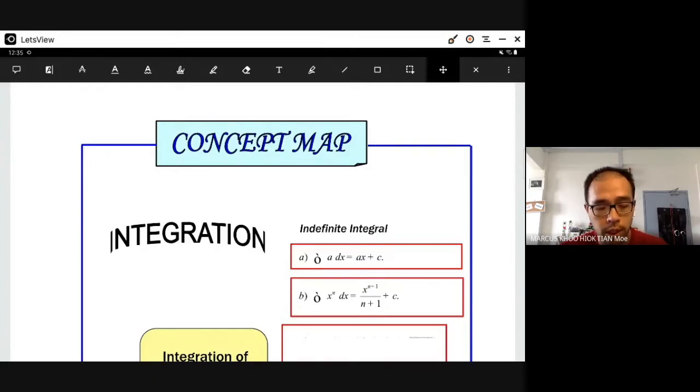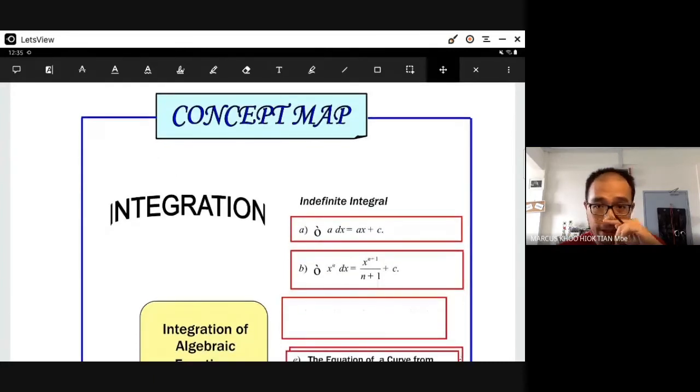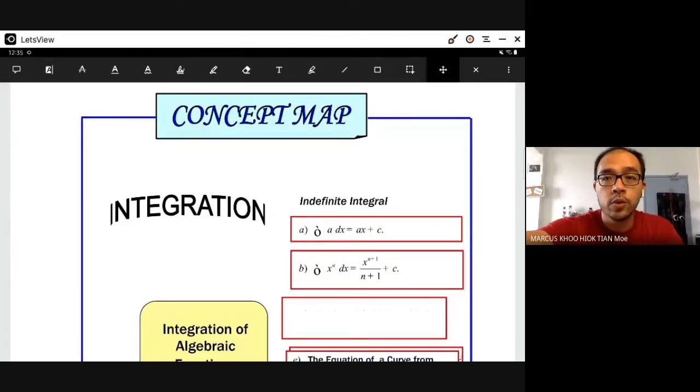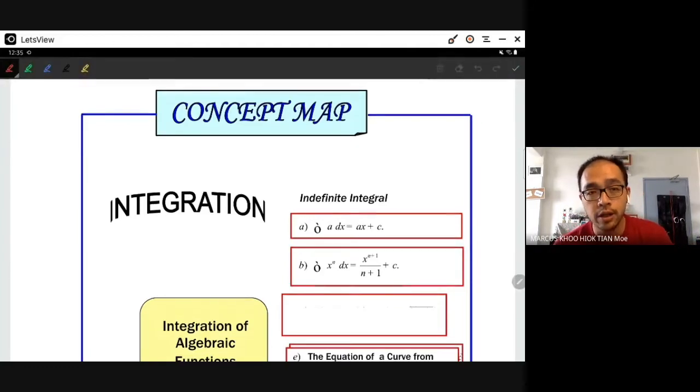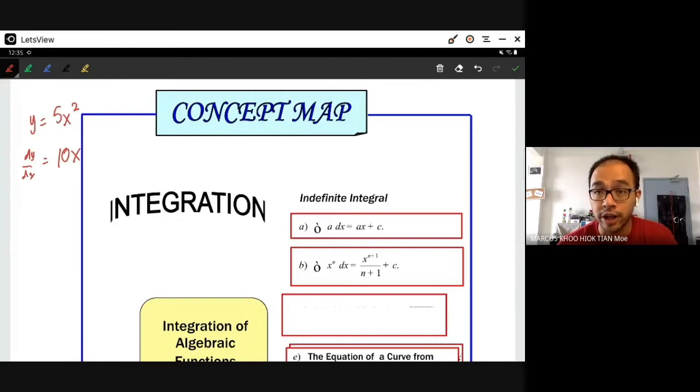Okay, so today we're going to continue our discussion on integration. This is a continuation from our previous class, and today we're going to look at techniques to integrate. Like before, when we were talking about differentiation, we always started with an equation, for example y equals 5x squared. Then we learned the technique of differentiating, and you get 10x. Today our main objective is to learn how to do integration.